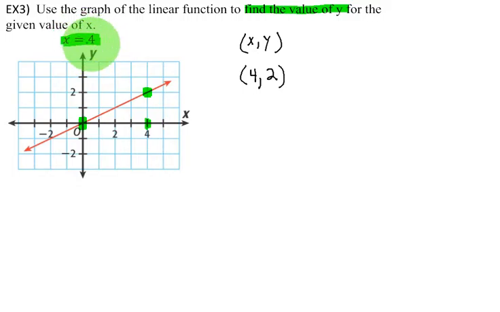So again, our overall goal here was to locate where the function was at this point. The function's here at 4, 2. You can ask where the function is at its height when x equals 4. Its height is 2. The y value is 2.